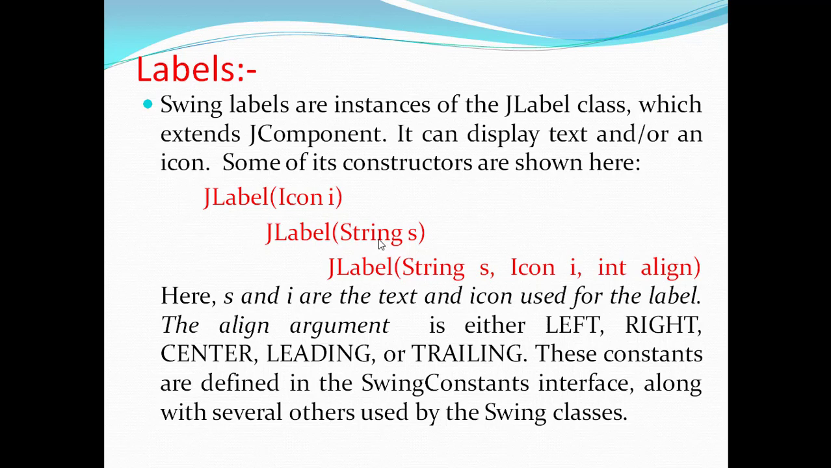The align argument is either LEFT, RIGHT, CENTER, LEADING or TRAILING. Left alignment, right alignment, center, leading or trailing, like this the align argument specifies. These constants are defined in the SwingConstants interface. They are written in capital letters, and so these are the Swing constants, specified in the SwingConstants interface, along with several others used by the Swing classes.